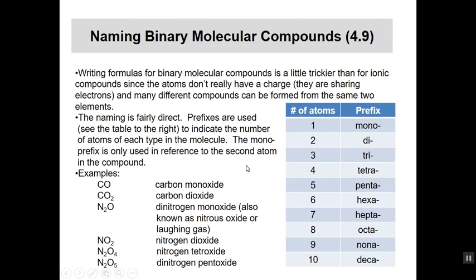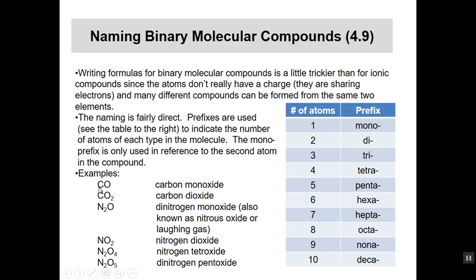In naming what we call binary molecular compounds, it's fairly simple too. Binary just means there's two elements in it, two different elements in it. Look at the list down here to see what I mean. Carbon, oxygen, nitrogen, oxide. There's two elements inside of it. The prefixes we use are from the Greek: mono, di, tri, tetra, penta, hexa, hepta, octa, nona, deca, things you've probably heard before. And to name these, all we do is we just go straight at it and tell it here's how many we have by using a prefix.